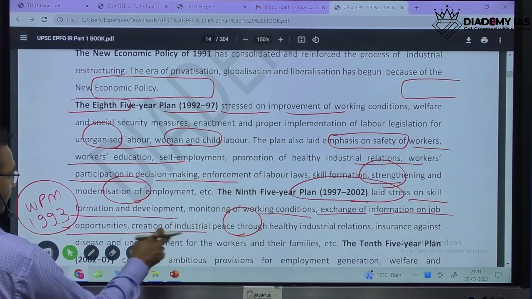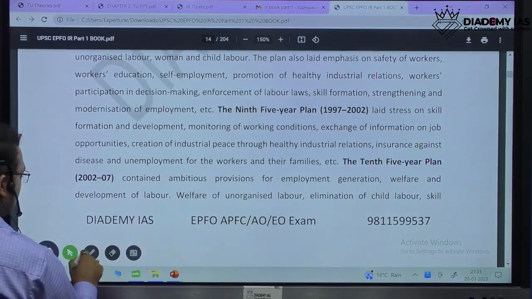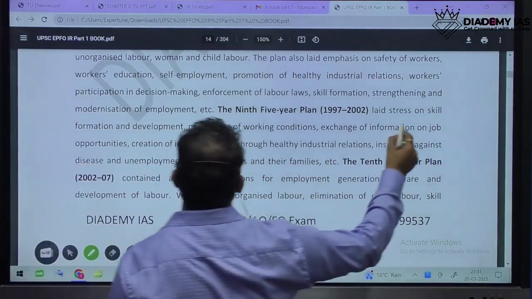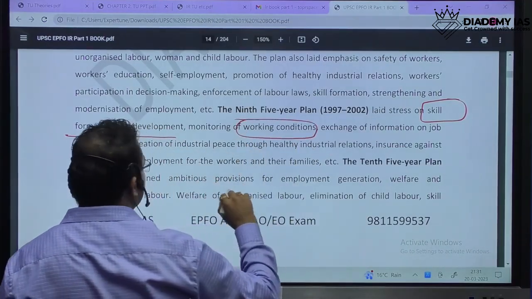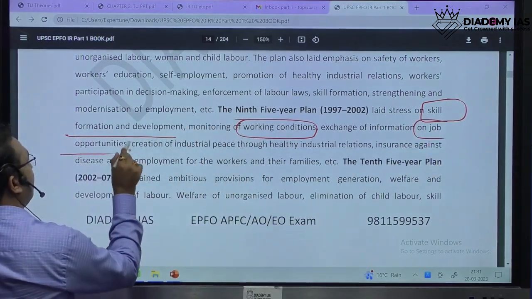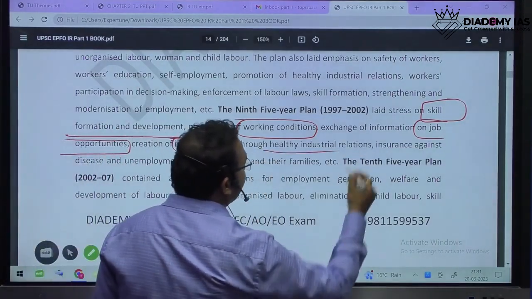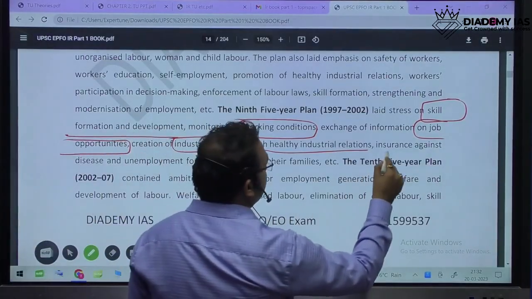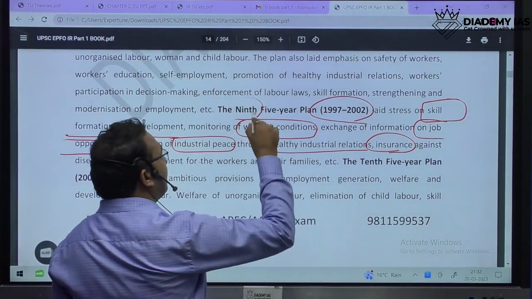In the 9th 5-year plan, the focus was on skill formation and development, monitoring of working conditions, exchange of information on the job opportunities. So employees are provided the information on the job opportunities, creation of industrial peace through healthy industrial relations, insurance against the disease and unemployment. Okay, so skill development, good working conditions, good job opportunities, industrial peace, and healthy IR, and insurance against the disease and unemployment for the workers and their families. So this is the focus of the 9th 5-year plan. 9th 5-year plan में ये आपका focus था.